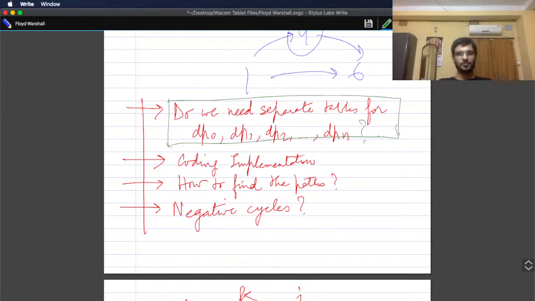Hope so. So we do not need separate tables. The answer is no and the proof has been done below.